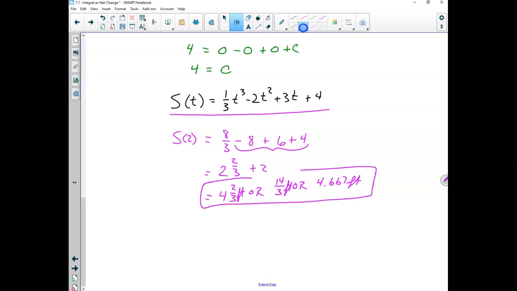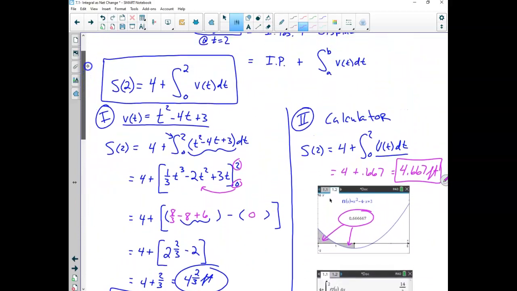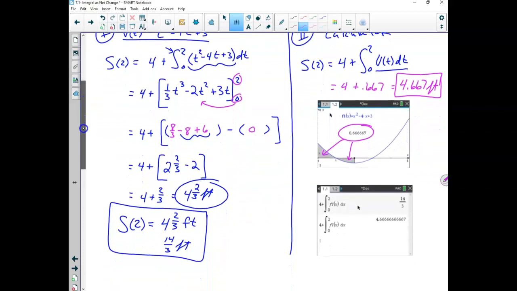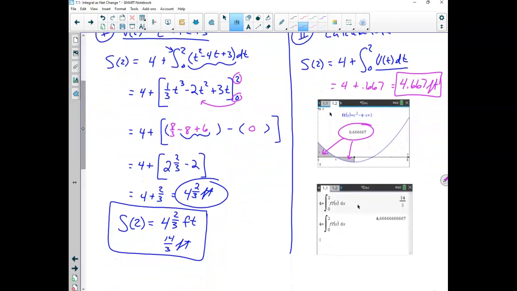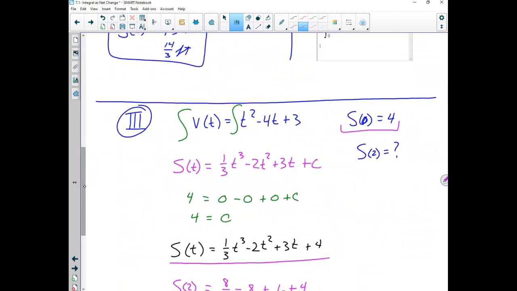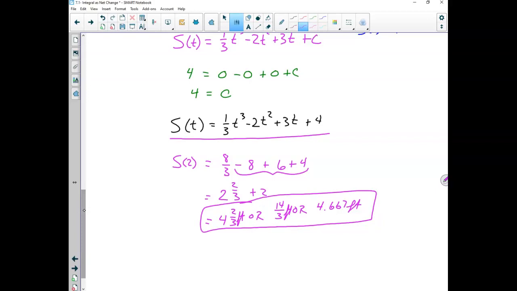So bottom line, okay, I can find my position using my velocity function, okay, integrate velocity plus initial position. I can graph my velocity function. I can accumulate that area under the curve, add that area accumulation to my initial position to find the position. I can type it into my calculator, or if I'm actually given the function like they did, I can actually integrate the velocity to find the position function, okay? And then just plug the time right in there.